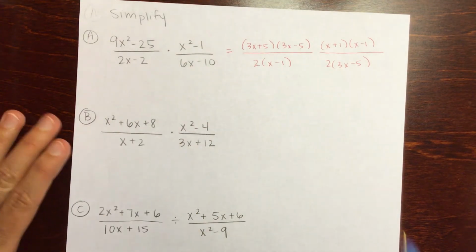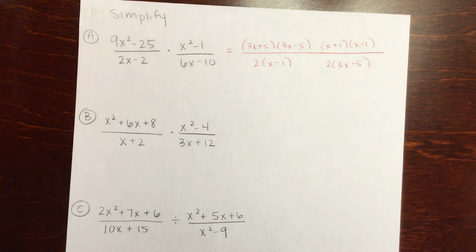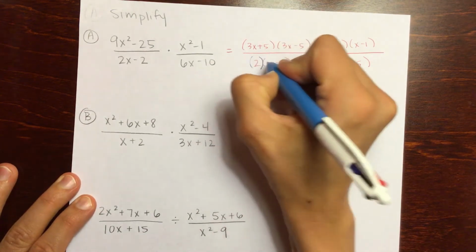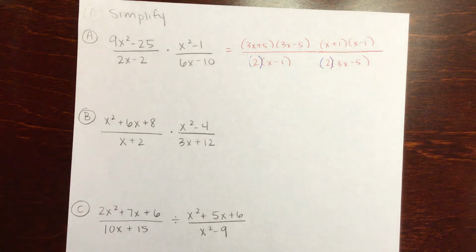This is multiplying, so I can treat it as one long fraction. And if you need to put in parentheses every single little factor, it may help.